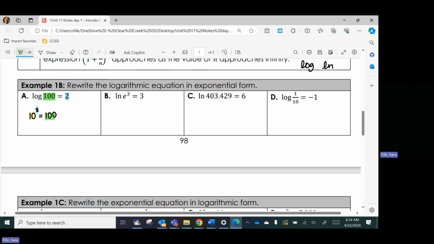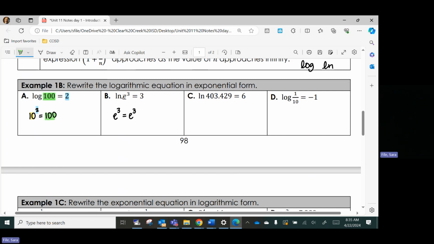Okay, so I'm going to do the same thing here in B. There is no base written down here, but it's a natural log, so I know that that base is an E. And then my power is 3. And that must equal what I was taking the natural log of, which is E cubed. And that makes sense, right? E cubed equals E cubed.